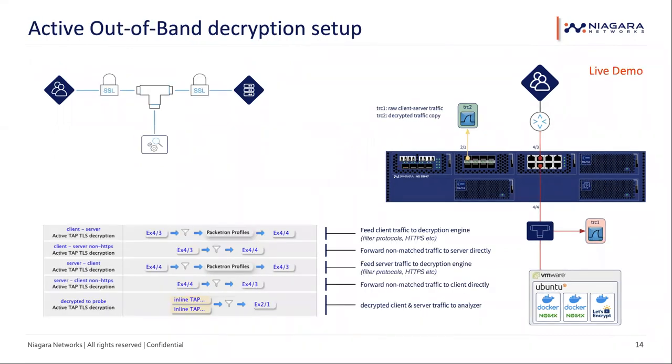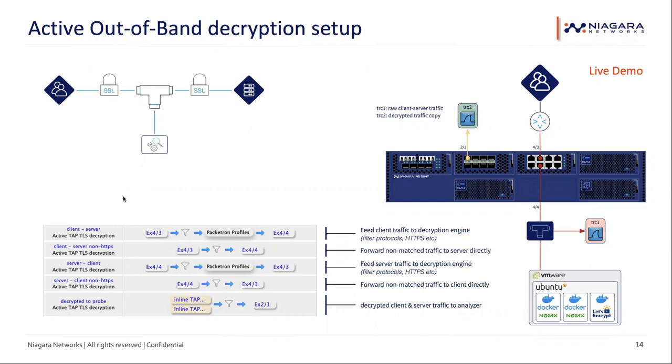For active out-of-band, I use a pretty similar configuration. Again, a client connected to a packet broker port, the same server connection connected to another packet broker port, creating a copy of that traffic to show it on a Wireshark connection, and take the decrypted traffic and send it out on a fixed packet broker port where Wireshark is connected.